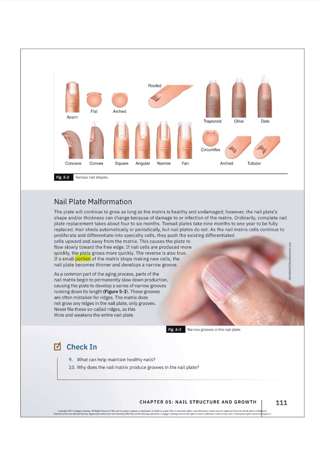If a small portion of the matrix stops making new cells, the nail plate becomes thinner and develops a narrow groove. As a common part of the aging process, parts of the nail matrix begin to permanently slow down production, causing the plate to develop a series of narrow grooves running down its length. Figure 5.3. These grooves are often mistaken for ridges. The matrix does not grow any ridges in the nail plate, only grooves. Never file these so-called ridges, as this thins and weakens the entire nail plate.